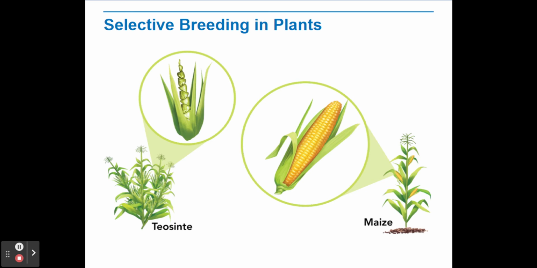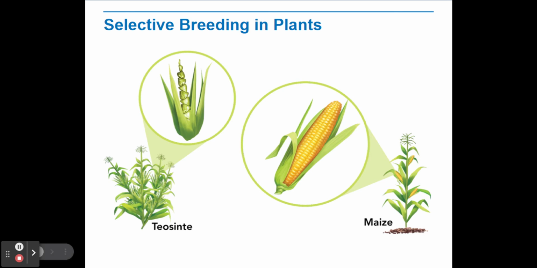Anything else that's a difference? Yeah, Janessa? The amount of kernels. So here, teosinte, 2, 4, 6, maybe 8 kernels. Whereas corn, this row right here alone probably has, I would say, 30. And they usually have somewhere between 8 and 12 rows. So that's a lot of corn. That's a lot of kernels.